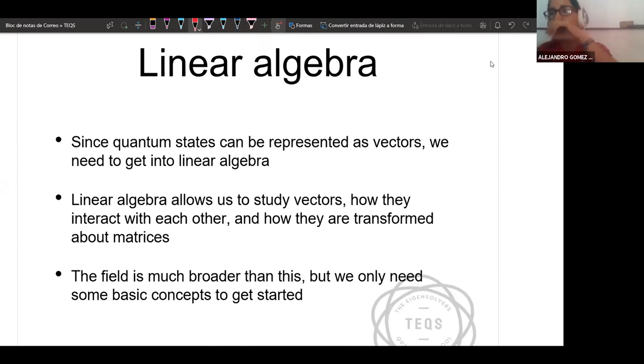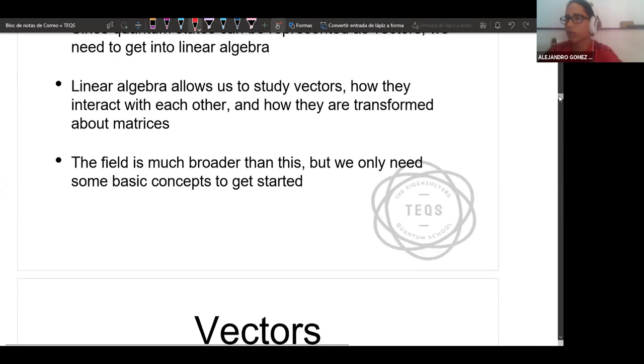So now let's start with linear algebra. Since quantum states can be represented as vectors, we need to get into linear algebra. In the next slides, we're going to talk about some quantum states, and linear algebra is the tool that we need to make calculations with quantum states. So that's why it's important to study some concepts of linear algebra. It allows us to study vectors, how they interact with each other, and how they're transformed by matrices. This field is much broader than this, but we only need some basic concepts to get started. So let's see what those concepts are.